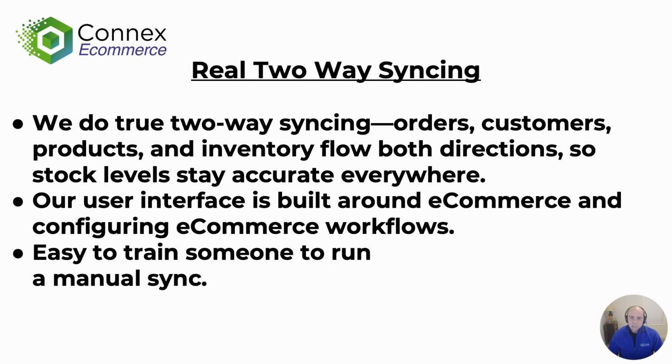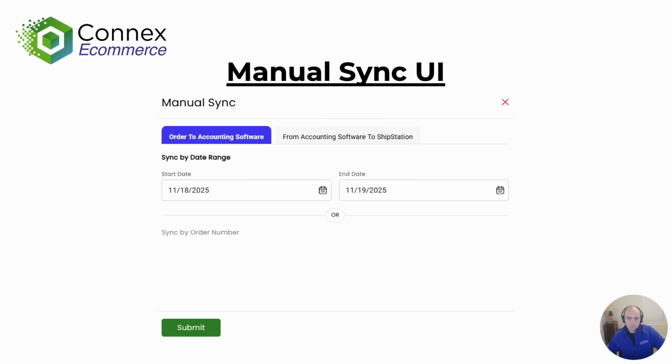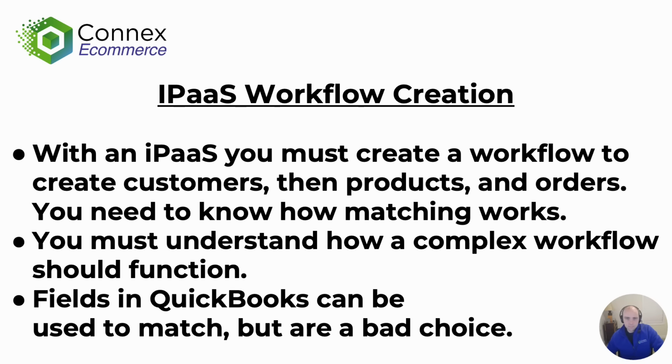We offer true two-way syncing of orders, customers, products, both directions, and we have a UI built around e-commerce workflows. And it's very easy to train someone to run a manual sync. All too often in accounting products, customers don't match, the sync fails, users need to go in, fix it, and then resync the sales. You'll have a real hard time finding that with a generic iPaaS. Here's an example of our manual sync UI. User logs in, changes the dates or puts an order number in, and then clicks submit.